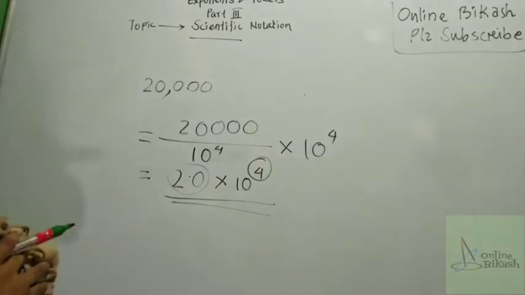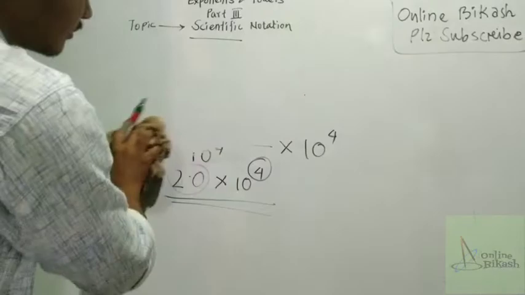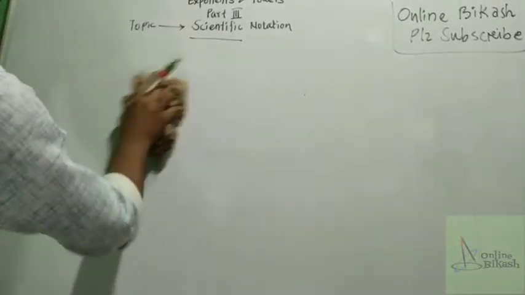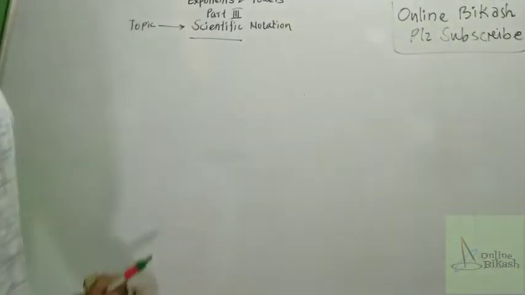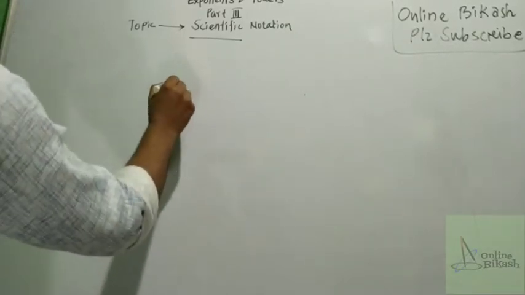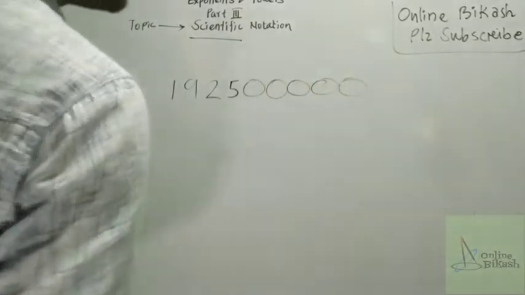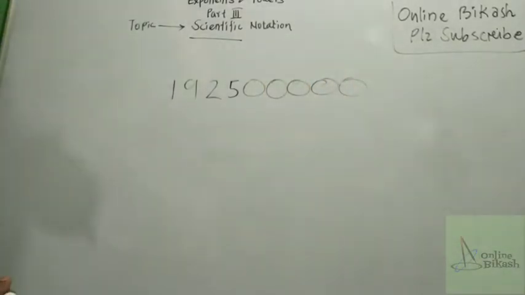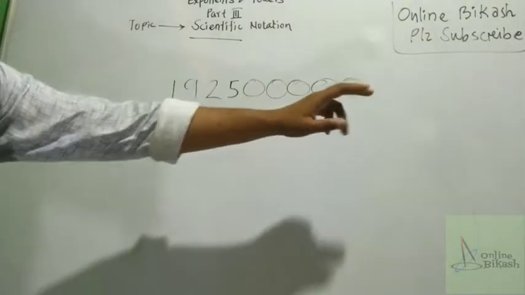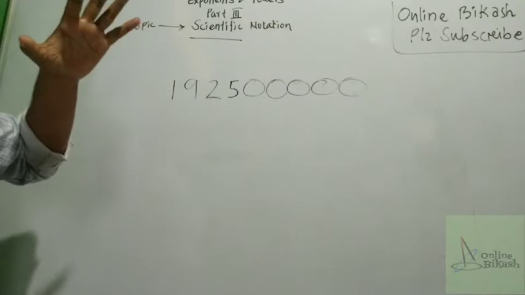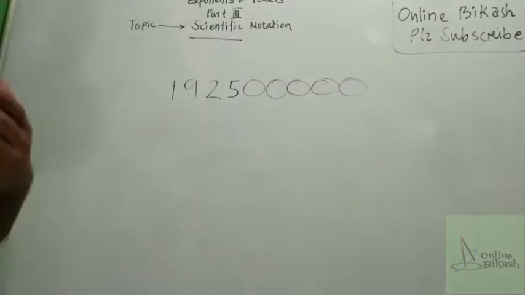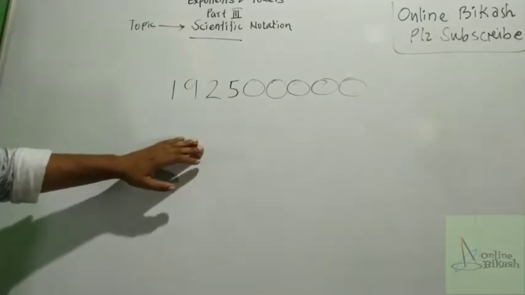Are you understanding? So let us take another example. Suppose we have 192500000. Now what will we do? At the beginning of this video, I told you that we have to move the point from here to after a non-zero number. I'm doing a little mistake. So after a non-zero number.